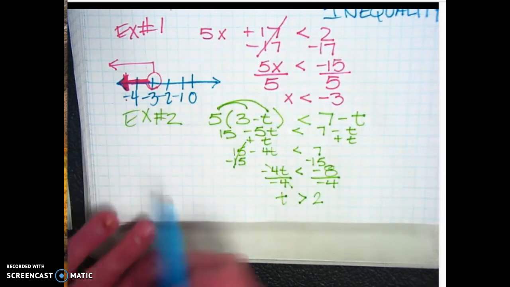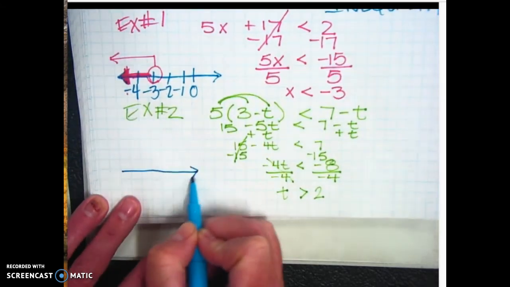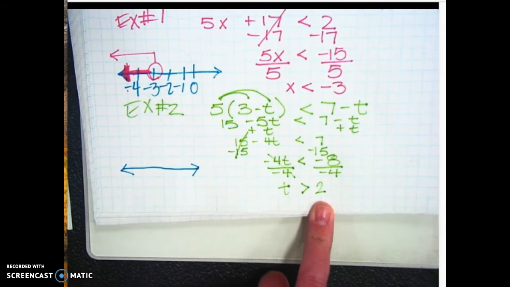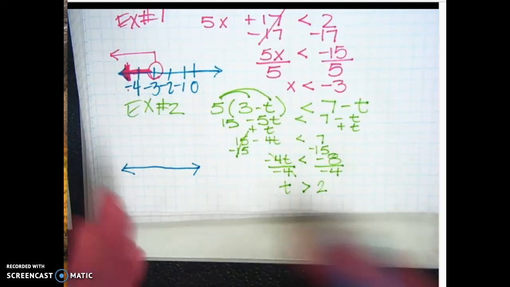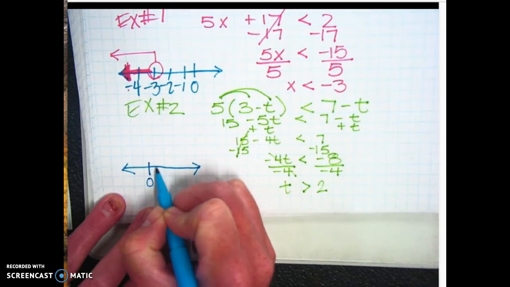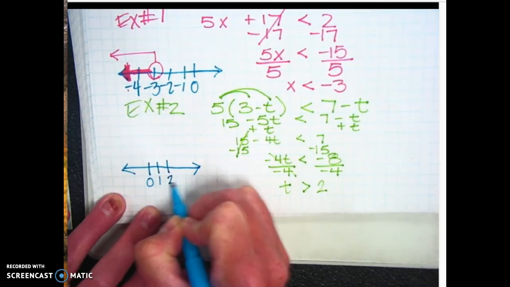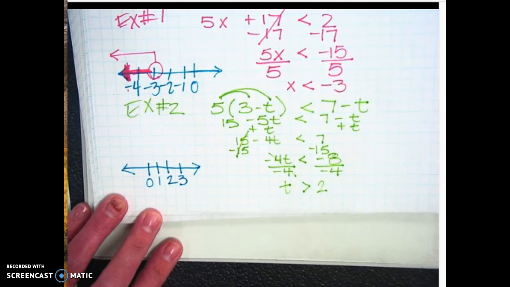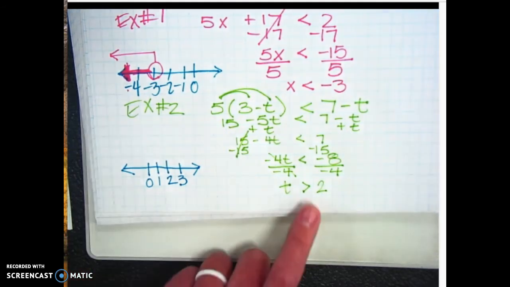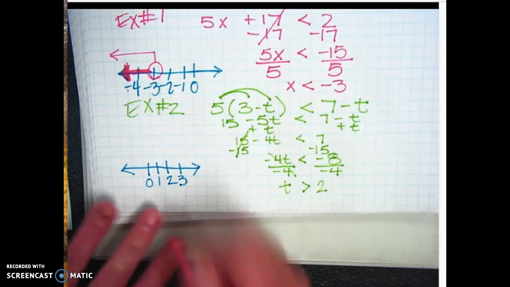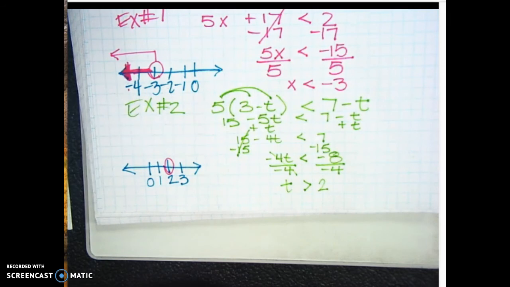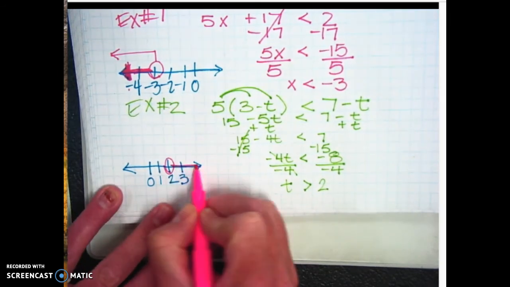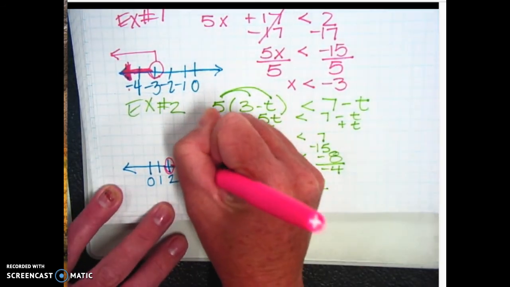Let's graph that. So if all the action is happening at positive 2, how should I shift my 0? How about a little to the left? Because now I want to focus on positive numbers. So I'm going to put my 0 over here. Okay. Open or closed? Open on positive 2. Greater than, so shaded to the right. And fill it in.